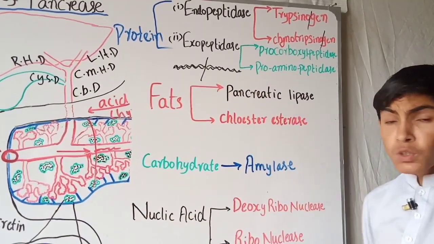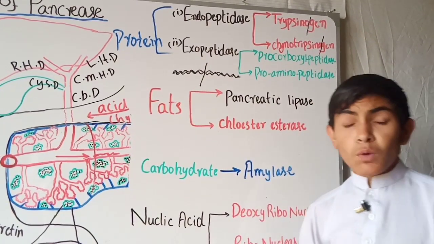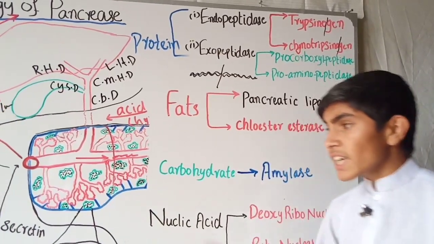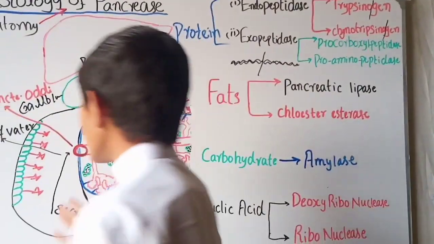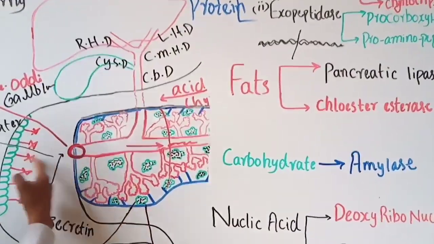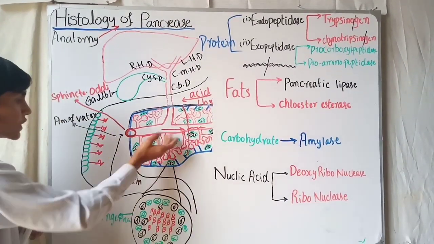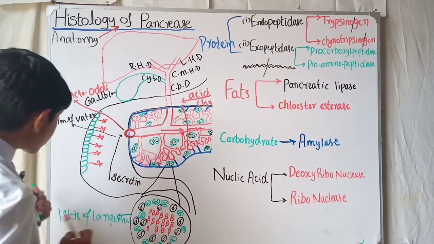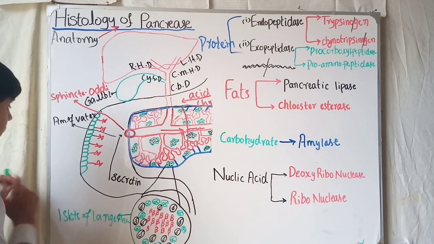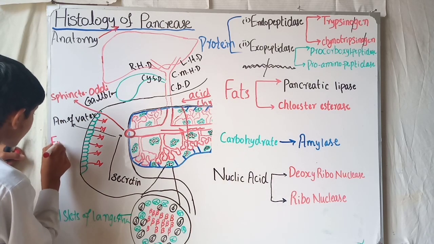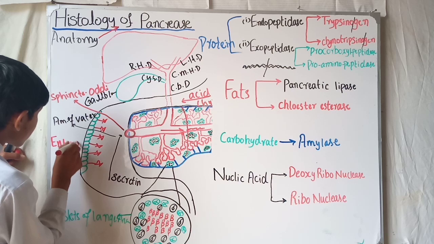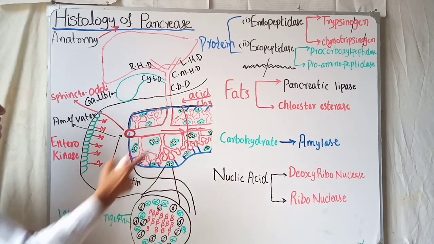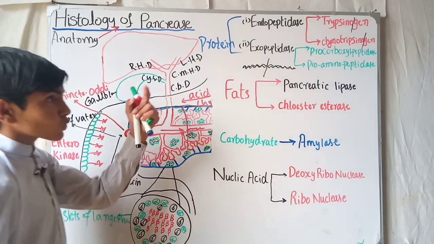So in order to make them active for degrading the large protein molecules, they should first be converted into active form. In order to convert them into active form, there is another enzyme present in the small intestine, just in front of the sphincter of Oddi of the pancreatic duct, and this enzyme is called enterokinase. This enzyme converts the trypsinogen into trypsin.